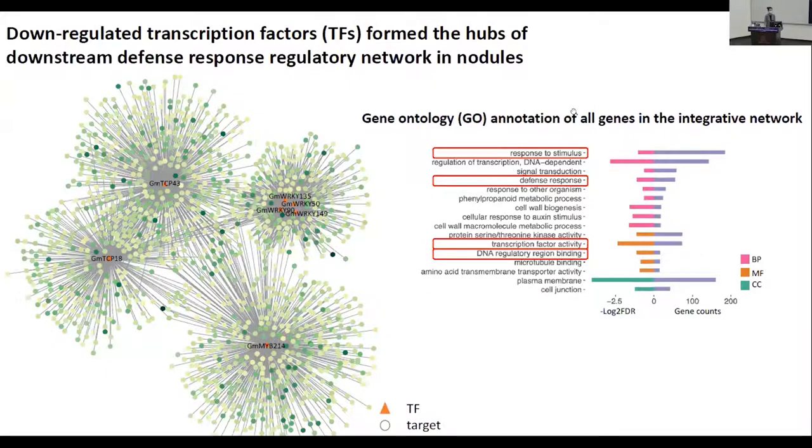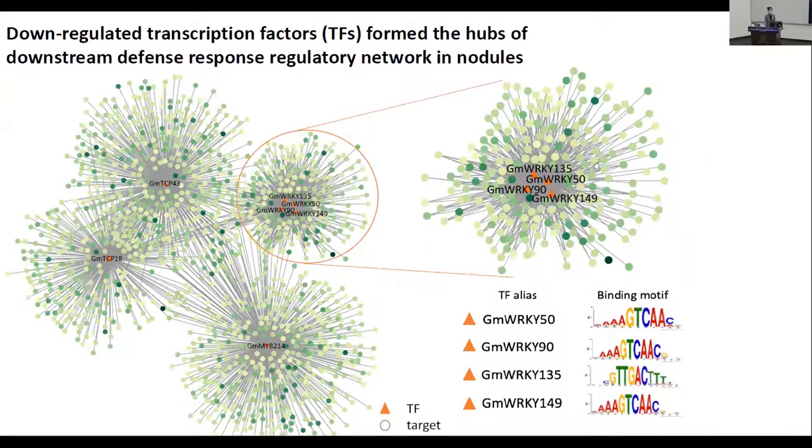And by gene ontology annotation of all the genes in the integrated network, defense response related terms were enriched here. Besides this, four of these transcription factors belong to the WRKY family, and the subnetwork comprising these four WRKYs is shown here. The homologs of these genes in Arabidopsis were shown to be important components of resistance. So from here, the loss of H3K4 trimethylation was found on some key TFs, which may potentially link to the downregulated defense response network in nodules.